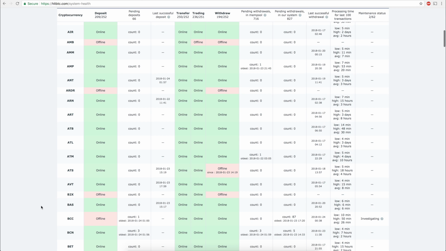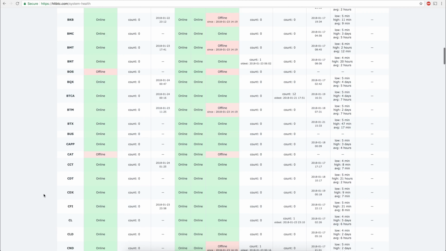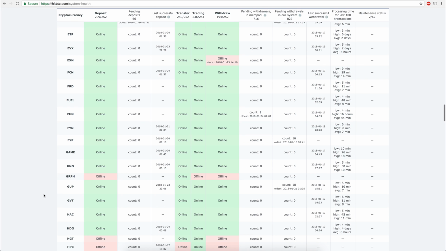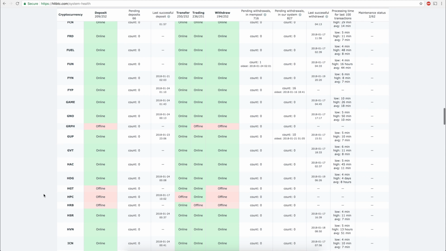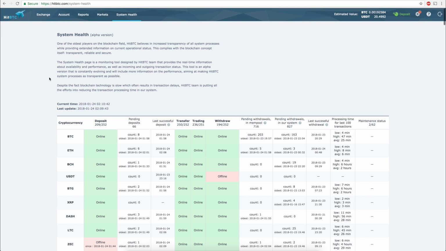So you can basically see here, again, a very nice visual representation of things that are offline and things that are online. So you don't have to be tweeting at people being like, hey, why is this not working? You can see it right here. So that's about it for this website.